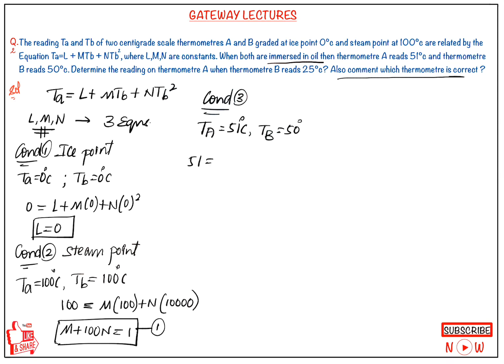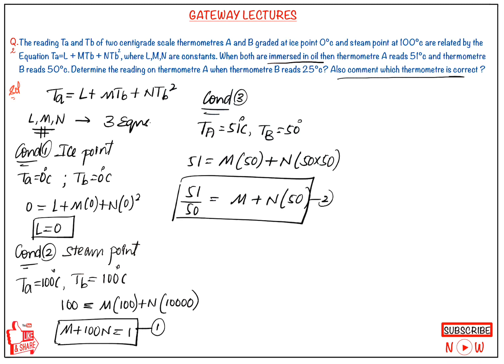51 is equal to L, which is 0, M is unknown, into 50 plus N into 50 into 50. Or we can add just 2500, but here we need a small simplification. Bring the 50 to the LHS. 51 by 50 is equal to... make the equation simple so that it is easy to calculate. And this is the second condition we've got.